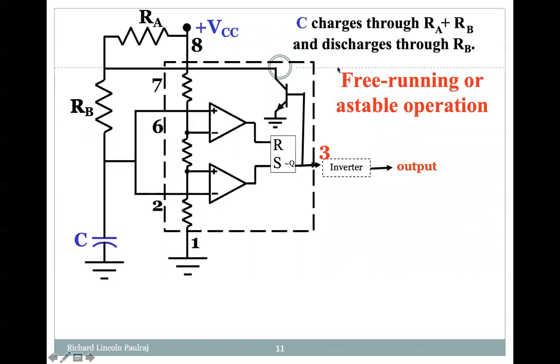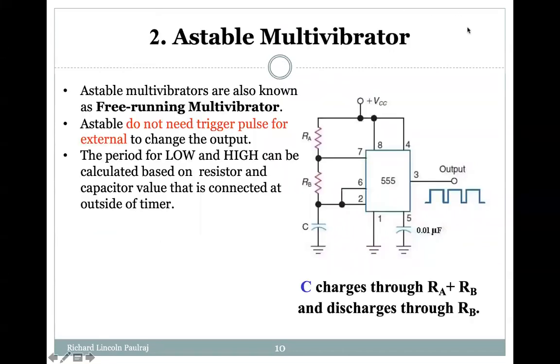Now, C charges through RA and RB. You can see here we have RA and RB. This capacitor is charging once the current passes through: it comes here, then you have RA, and then you have RB. As the supply comes in, this capacitor gets charged through the combination of RA plus RB. And then it discharges through RB, because RB is connected to ground via the capacitor.